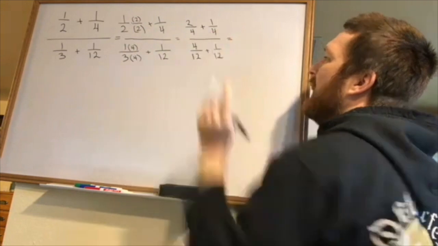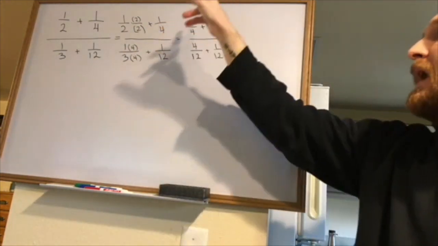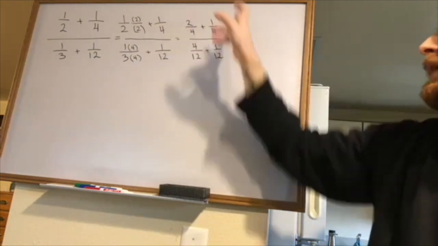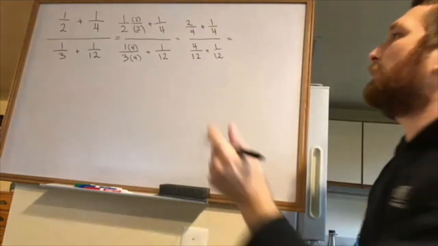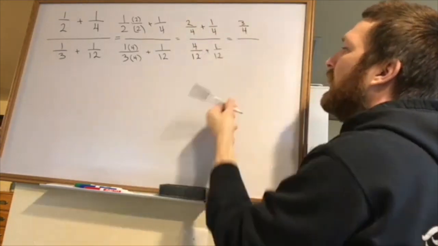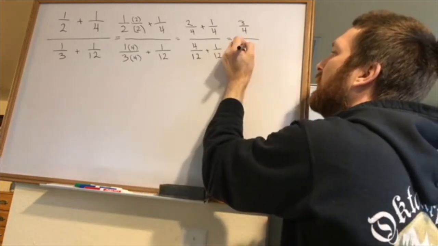Okay. Now, I could put these under a common denominator. Or I could say, well, you have 2 quarters plus 1 quarter. You have 2 apples plus 1 apple. You have a total of 3 apples. This is just 3 quarters. And then down here, you have 4 twelfths plus 1 twelfth is a total of 5 twelfths.